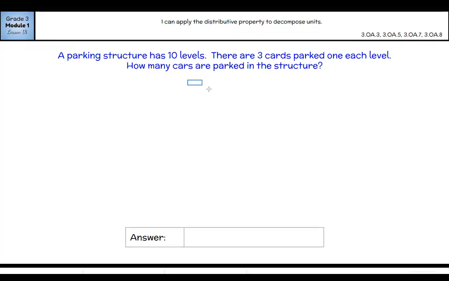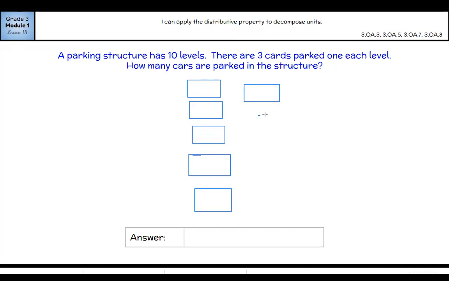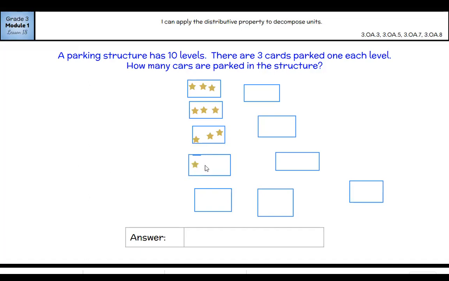There are 10 levels. 1, 2, 3, 4, 5, 6, 7, 8, 9, and 10. And there are 3 cars on each level. 1, 2, 3, on each level. I'm going to put 3 cars on each level.